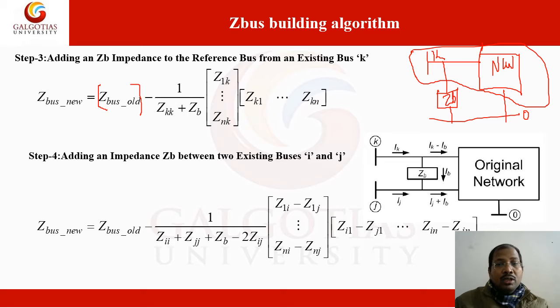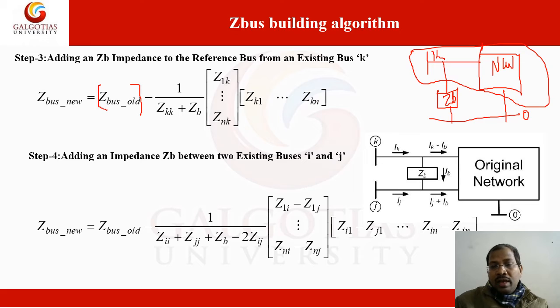So the size of the Z bus is the same. The size of the Z bus changes only when we are adding a new bus. The maximum size of the Z bus is the number of buses in the network. So here we are adding only a new transmission line, and this transmission line is going to connect between the existing kth bus and the reference bus.